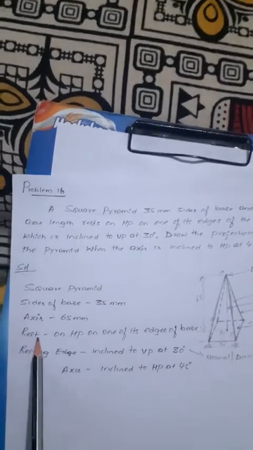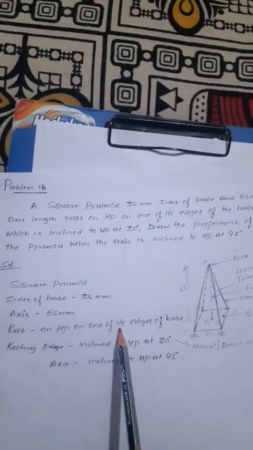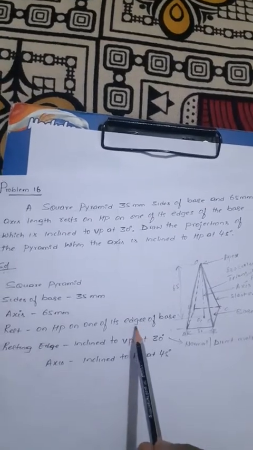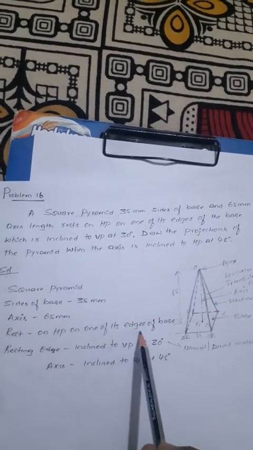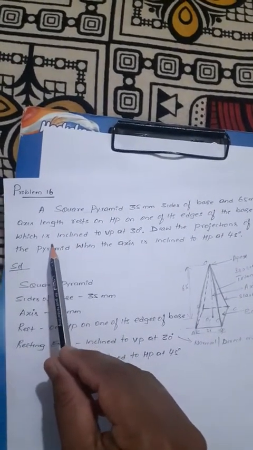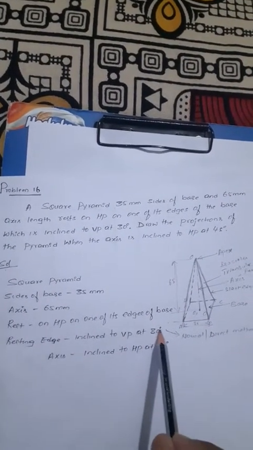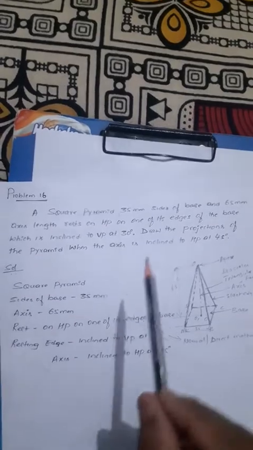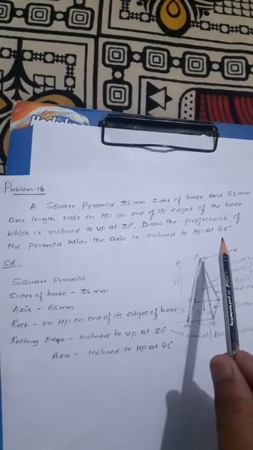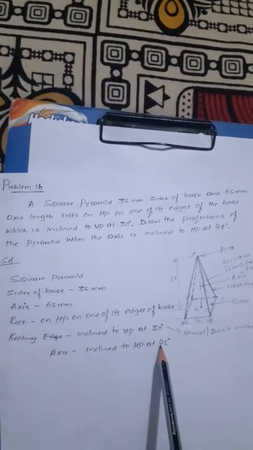See what the resting condition is here. Rest on HP means we start the problem on HP. On one of its edges of base means the resting condition is the edge condition. The edge of the base which is inclined to VP at 30 degrees. Now the resting edge is inclined to VP at 30 degrees, and this is actually the third position. And draw the projection of the pyramid when the axis is inclined to HP at 45 degrees. Now the axis is inclined to HP at 45 degrees. This is the second position, right?